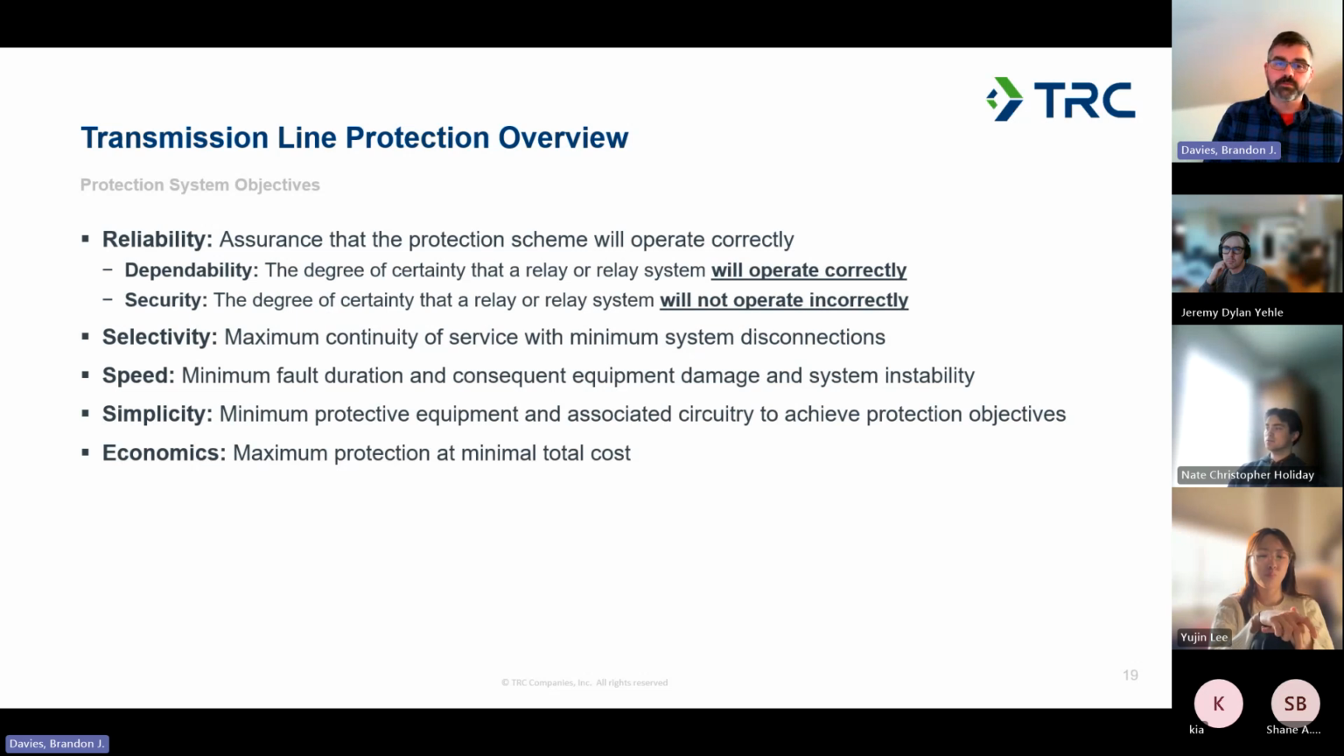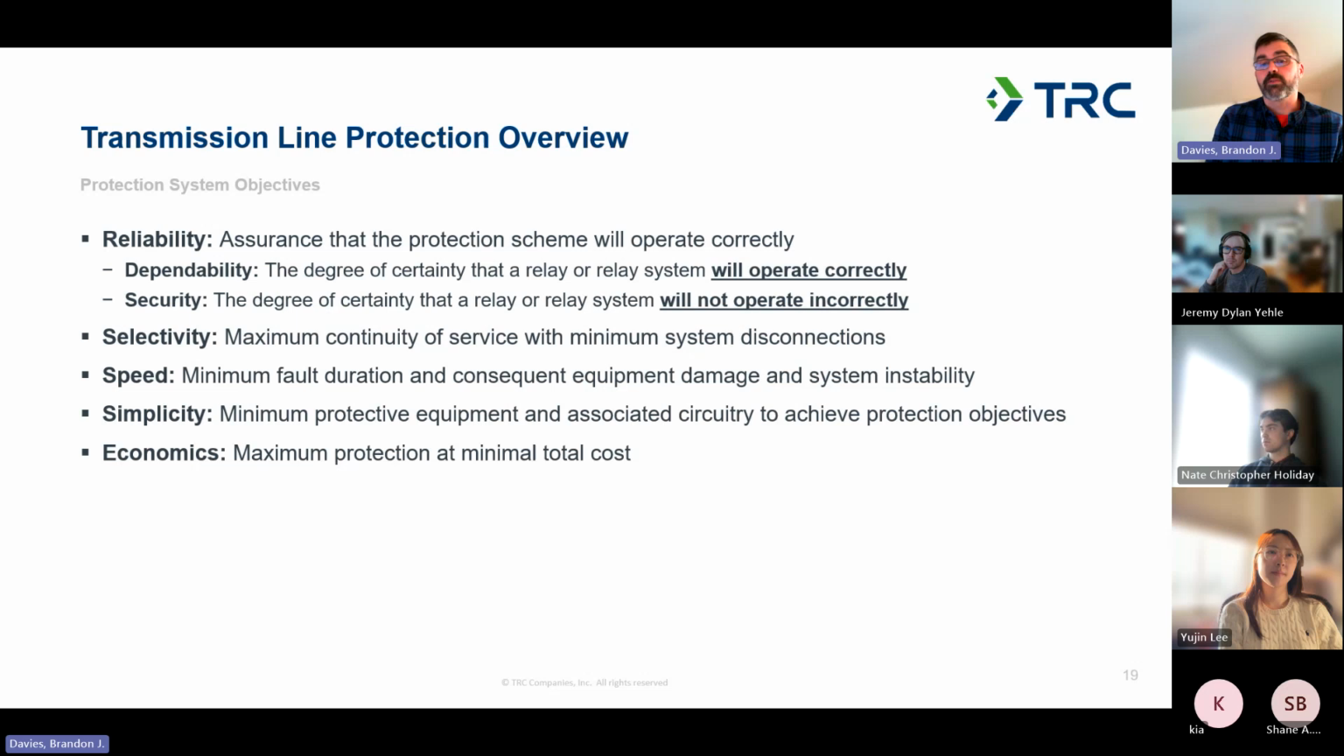So you can balance these out, and based on however you apply your scheme, ideally you find the right balance between dependability and security, and those two put together turn into the overall reliability of the scheme. Because you not only want the protection to trip for faults on your line, you also don't want it to trip for faults in other parts of the system, or to trip under load.